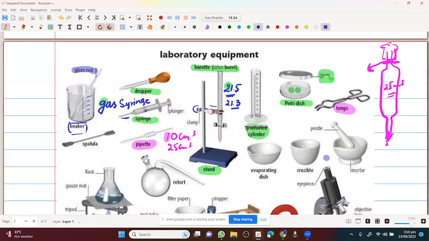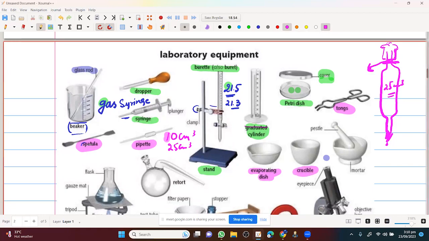Another one is the spatula. You can see the spatula here. It is used to shift things and hold things, like a spoon in our daily life. Here, this one is the evaporating dish, in which we use any salt solution, and that salt solution will start evaporating. So this one is the evaporating dish. Here, this one is the crucible.